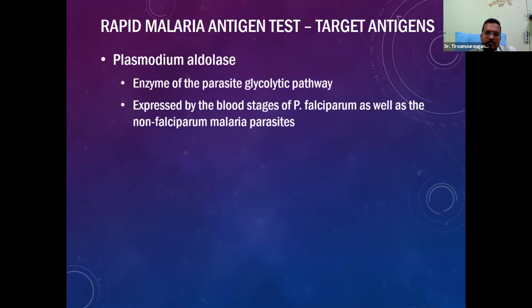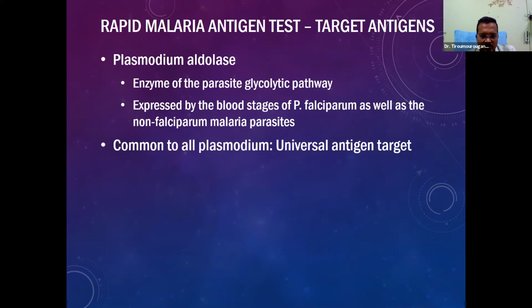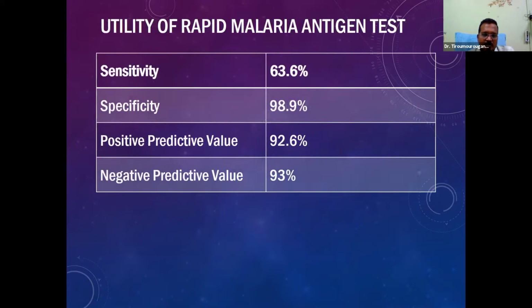And so again, if I want a better test, a single one which can pick up everything, Plasmodium aldolase is there. It is the enzyme of the parasitic glycolytic pathway, and it is expressed in the blood stage of Plasmodium falciparum as well as non-falciparum. So it acts as the universal antigen for all Plasmodium. So what about the sensitivity? As we have told already, the sensitivity is pretty low, but the specificity is very high. So it is good for ruling in.